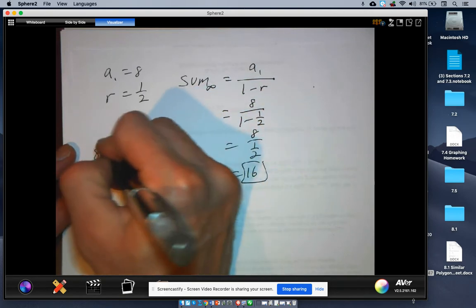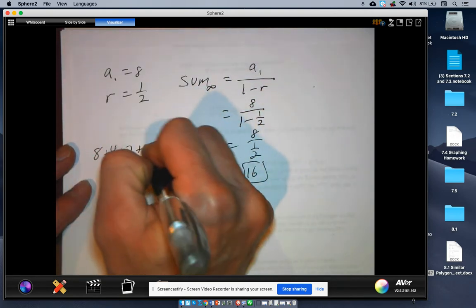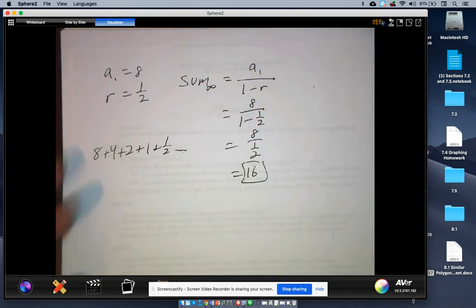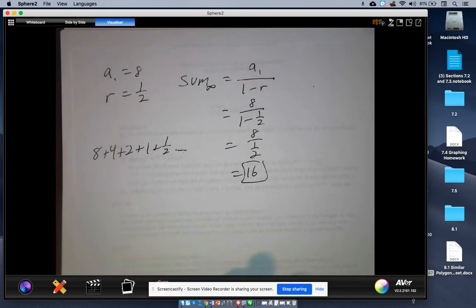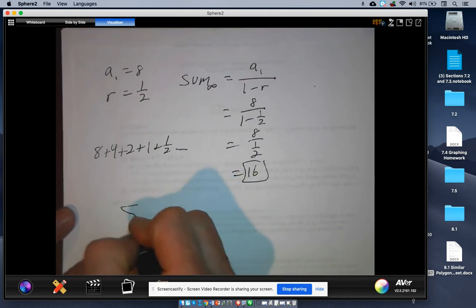Basically, if I added 8 plus 4 plus 2 plus 1 plus 1/2, and kept going, I'm going to get to 16. That's as far as I'm going to go. Not any farther, but I'm going to make it all the way to 16. So the sum of an infinite geometric series, you're going to use this formula to do it. Let's do a couple more examples.